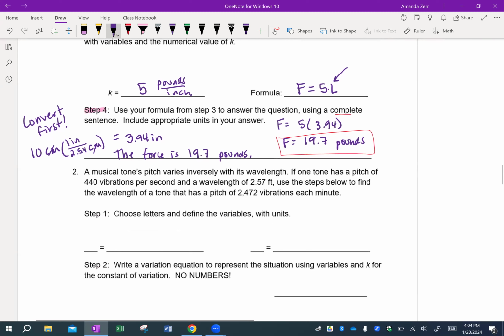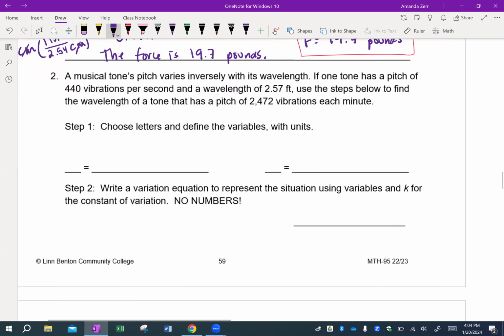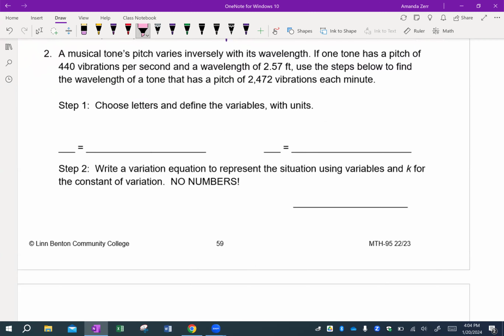All right, let's do this next one. We've got the musical pitch varies inversely. So the story is about pitch, which is in vibrations per second, and it's varying inversely. So in my head, I'm thinking about that setup that went y equals k divided by x. Okay, but it's not about y's and x's. Instead, it's about pitch and wavelength. And wavelength is in feet.